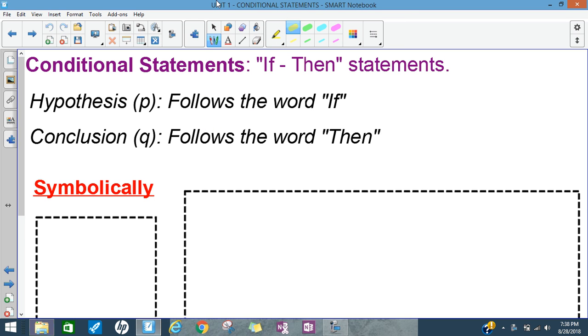So when we talk about a hypothesis, we give that the symbol P. And those are the words that are after if, and they come before then. And the conclusion is at the end. We give that the letter Q. And those are all the words that follow the word then. So if and then are sort of glue. They're sort of connecting words that combine a hypothesis and a conclusion.